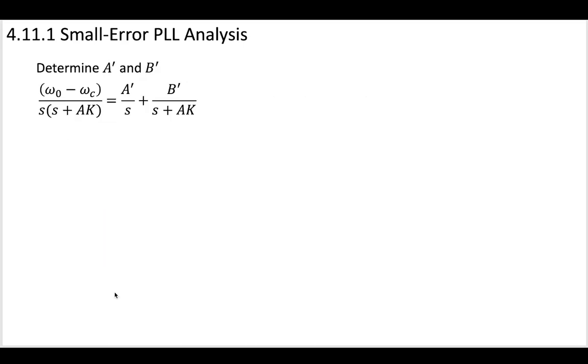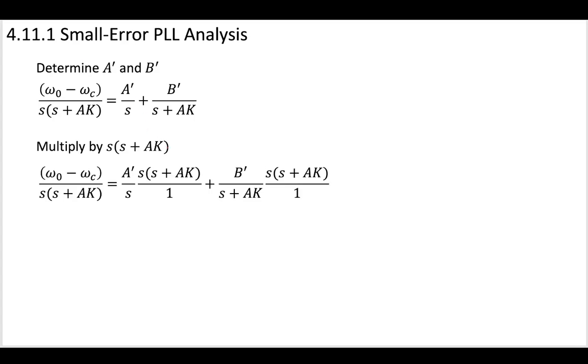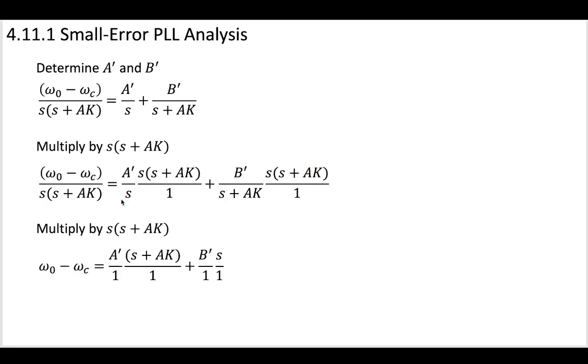So to find A prime and B prime, let's multiply both sides by s times quantity s plus AK. That's going to cause some cancellations on each side, and it's going to reduce this a little bit. Oops, I think I forgot this should have been AK as well, so we can cancel the top and bottom. Now we have this term, we see a bunch of 1s on the bottom, so now we're going to get it down so that it's just all numerator, no denominator left. All right, so we're in a form now where we should be able to use this to find A prime and B prime.